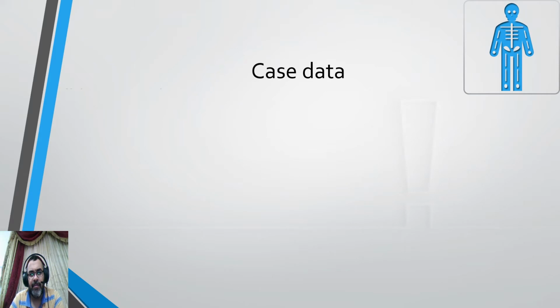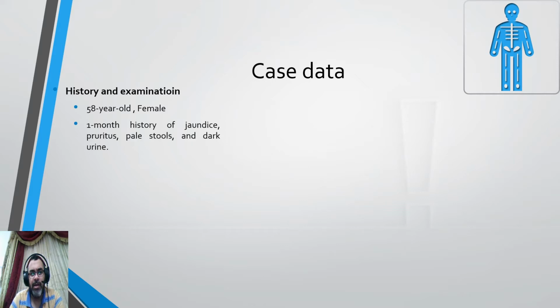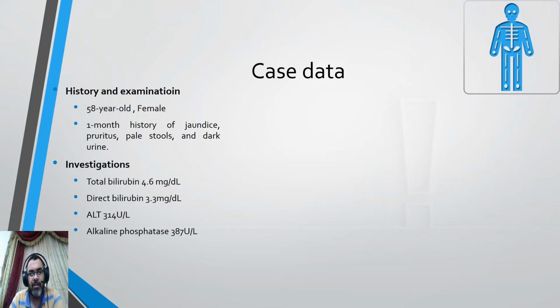Case data: a 58-year-old female with a one-month history of jaundice, pruritus, pale stool, and dark urine. By investigations, she had very high total bilirubin of 4.6 and direct bilirubin of 3.3 mg per deciliter. ALT shot up to 300 and over.